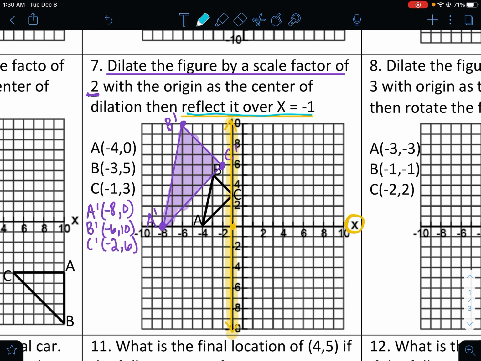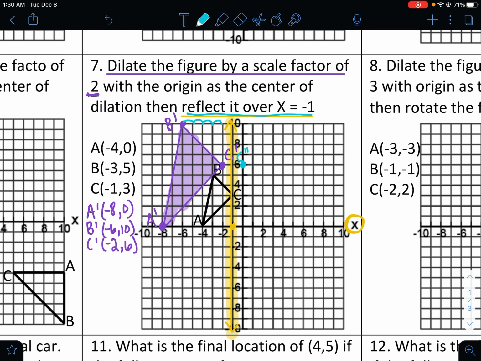Okay, so again, I'm going to use blue to reflect. C prime is just one space away, so we're going to go one space away in this direction. And that's going to be C double prime. We call it C double prime because it's the second transformation.